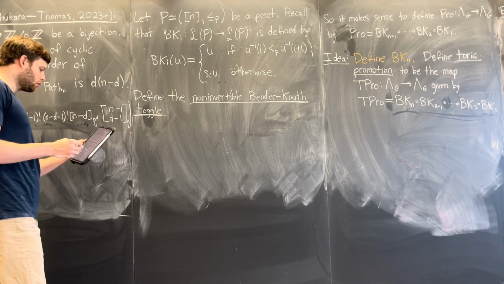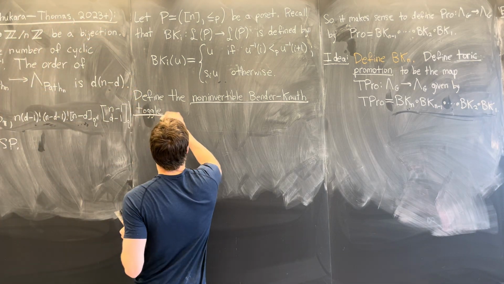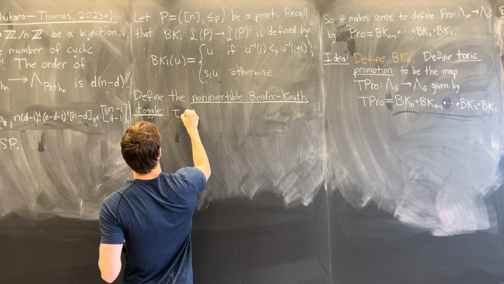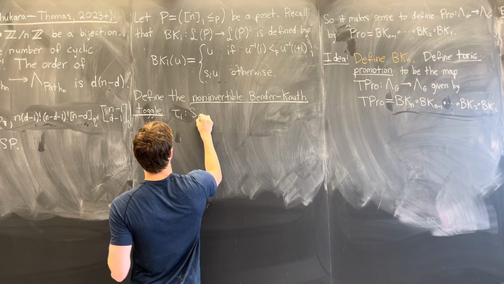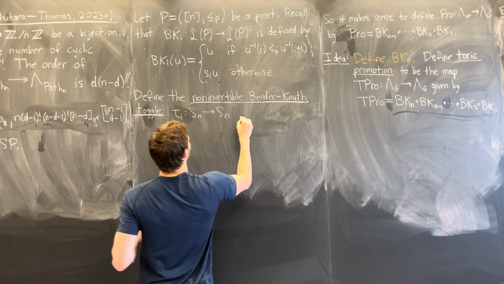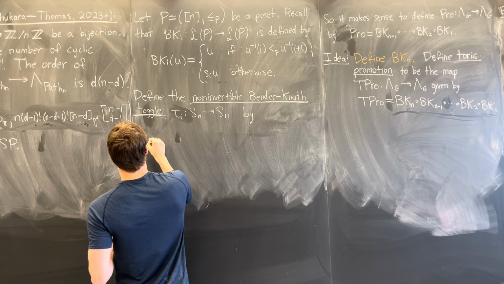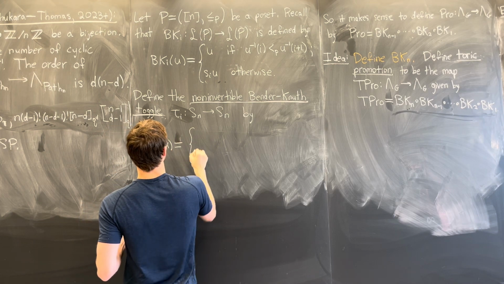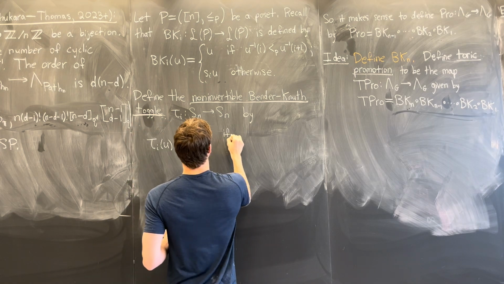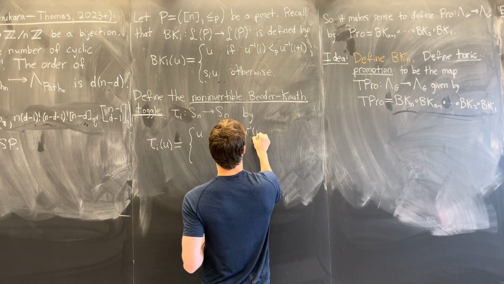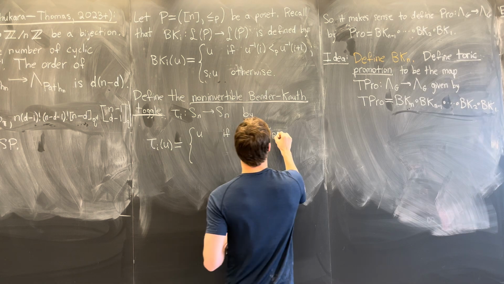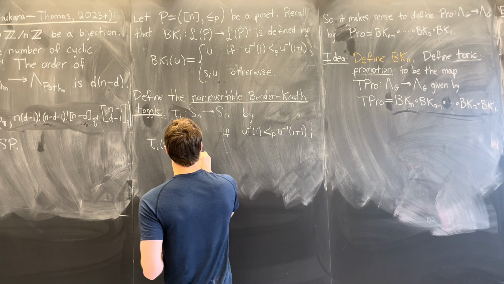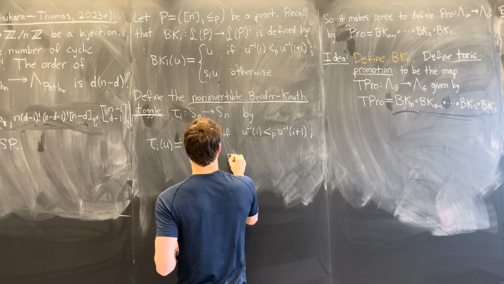Now what I'm going to do is define this non-invertible Bender-Knuth toggle, I'll call it tau sub i. This will go from S_n to S_n. And it's defined by tau sub i of U is U if U inverse of i is less than U inverse of i plus 1 in the poset, and it's s_i U otherwise.